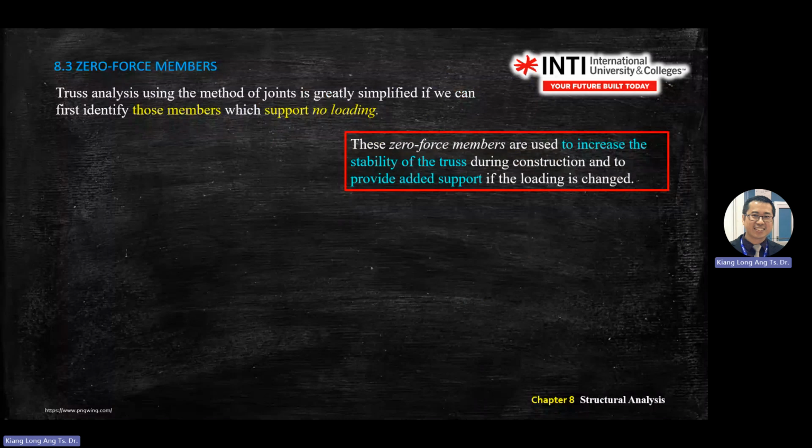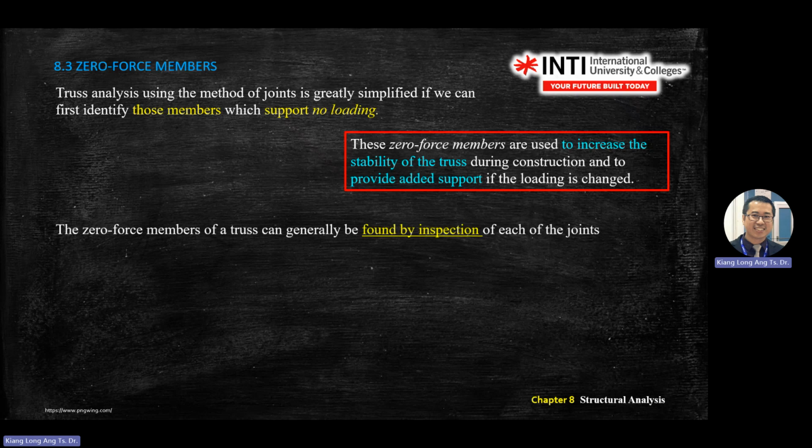We want to introduce you to one more topic: the zero force member. Truss analysis can be simplified by identifying those members with no loading. No loading means zero force. This is to increase the stability of the truss during construction and provide additional support if the loading is changed. This is for construction structure design. You can do this by inspection, or you can do it by hypothesis.